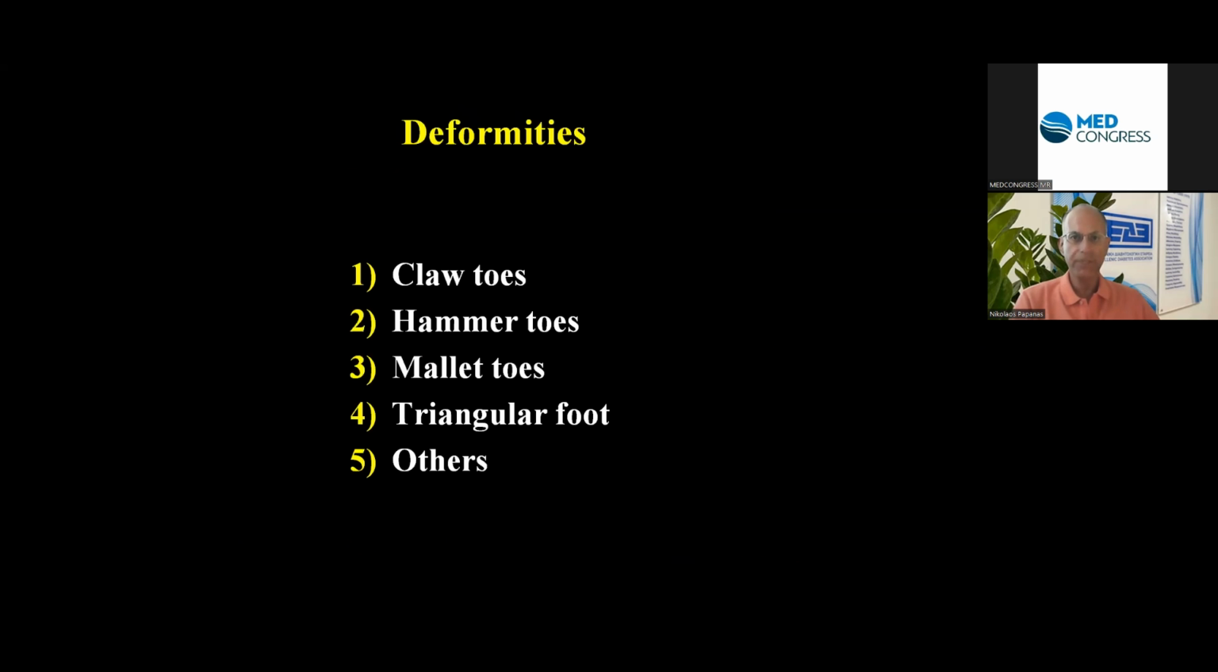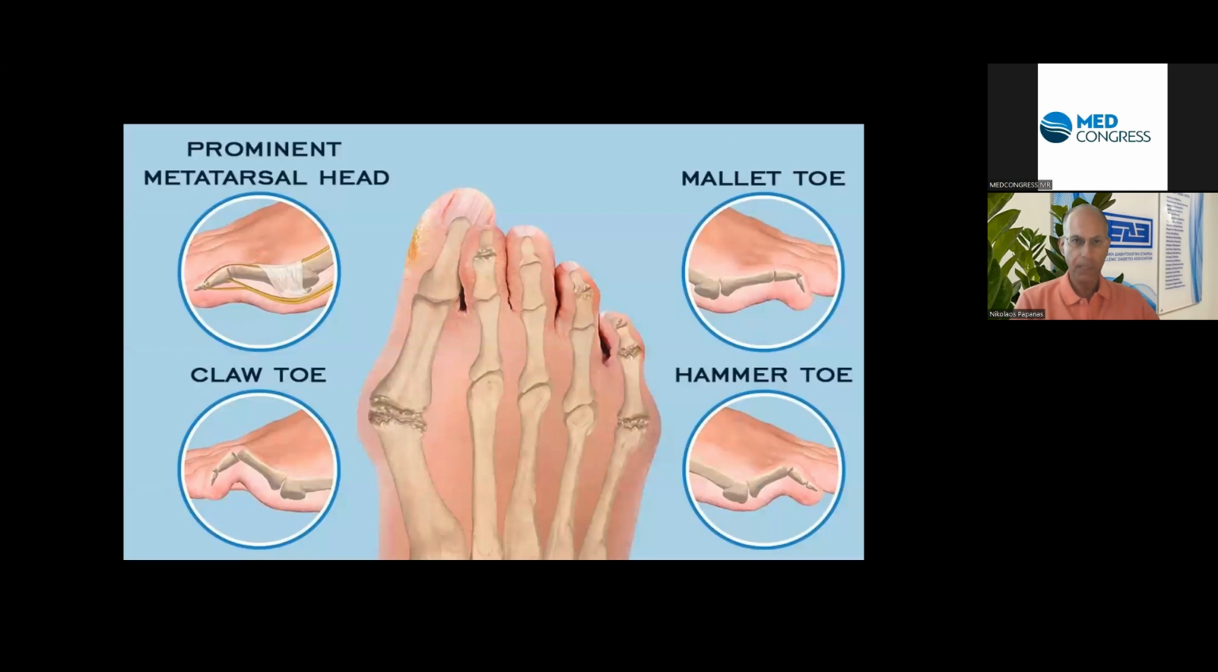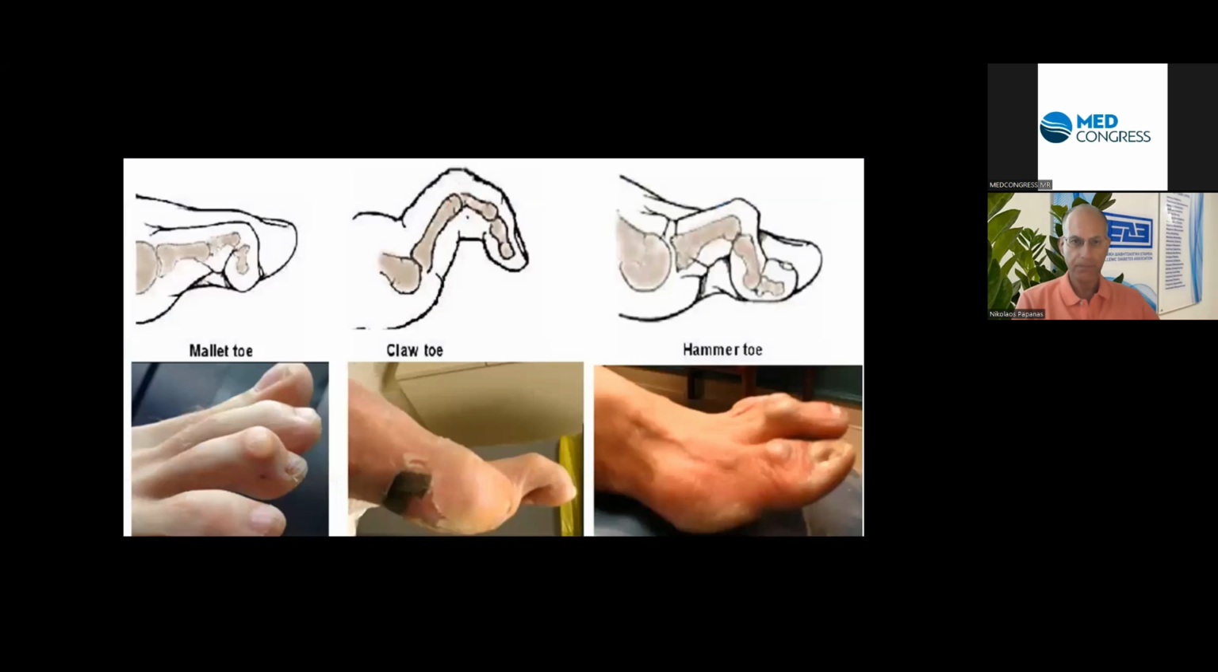So deformities include claw toes, hammer toes, mallet toes, triangular foot as just seen, and others. Claw toe, left-hand side, mallet toe, right-hand side, and hammer toe, again, bottom right-hand side. Again, mallet toe, schematically and real picture, which is very rare, claw toe, which is usual, and hammer toe on the right-hand side.